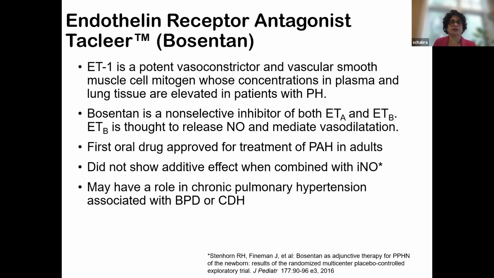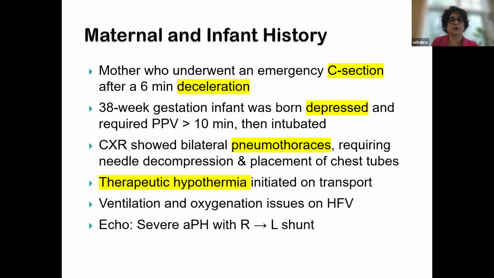And then we have inhaled prostanoids, where the experience is largely confined to case reports and not many people use it. Bosentan is an endothelin receptor antagonist. So in the other diagram, I may have gone a little fast, but endothelin 1 is a potent vasoconstrictor of vascular smooth muscle. And so bosentan is a non-selective inhibitor of both endothelin A and endothelin B, and it's the first oral drug approved for treatment of pulmonary hypertension in adults. It may have a role in chronic hypertension associated with BPD.